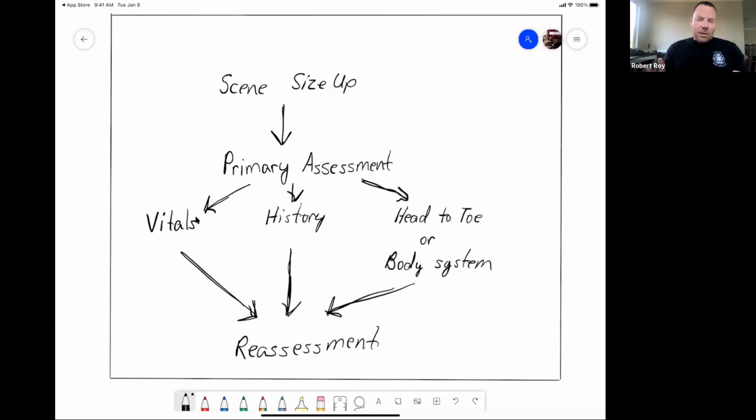Don't know if he's already mentioned it or not. Let's see. If it's an unstable patient, how often do we reassess?